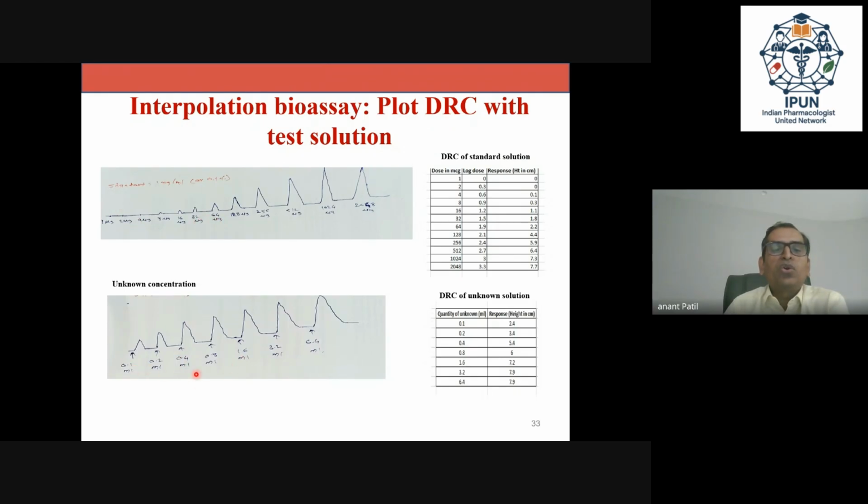For the unknown, I do not know what is the concentration. So what I do is for the unknown, I take ml instead of microgram, because I don't know what is the microgram. This is unknown. That is what I've been asked to calculate, the concentration. So I know the ml. So 0.1 ml, 0.2 ml, 0.4 ml, this is the unknown DRC. Again, I keep repeating this. And this is my unknown ml, and this is the height in centimeter. So same like this, height in centimeter.